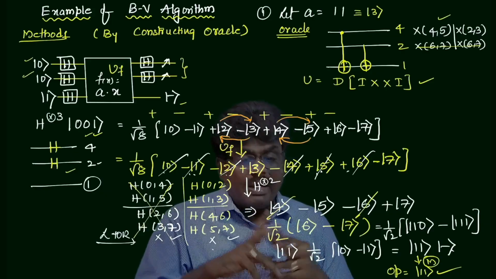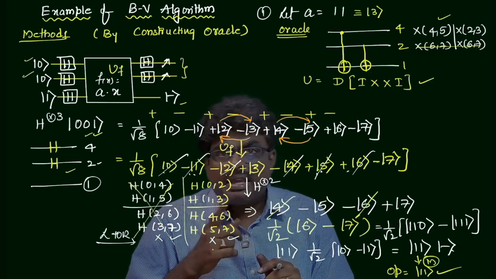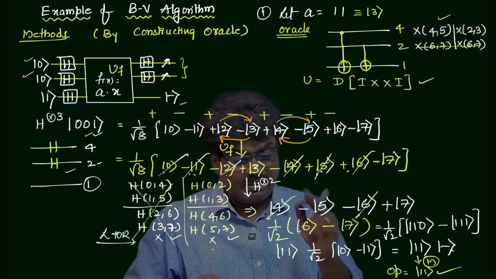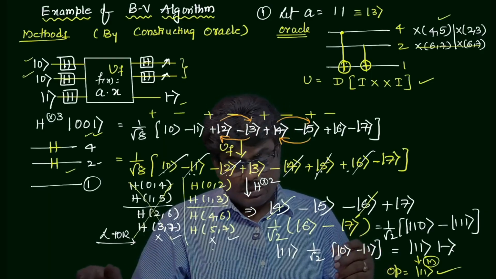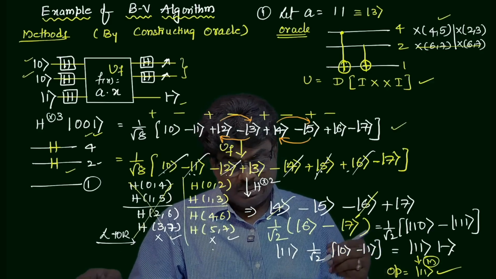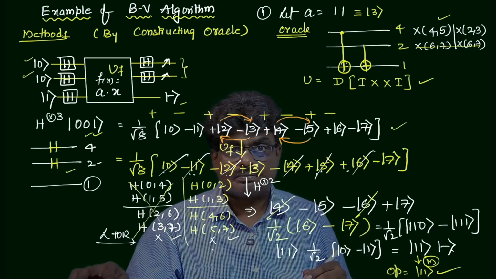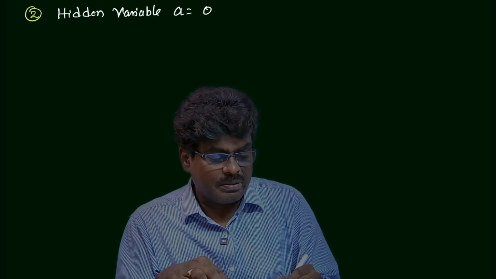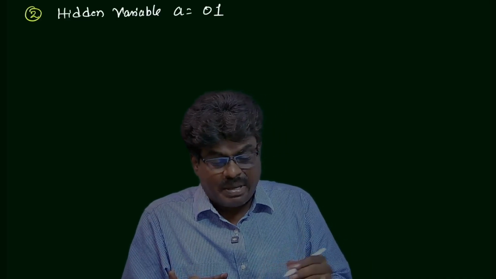Okay, so now let me explain one more hidden variable. Here we have taken 1 1. If it is 0 1 and 1 1 0, how is it? So let us check that also. I request you please remember this first one. Next I'm taking another example, a hidden variable a equal to 0 1. Still not understanding, so please listen. Now here first let me construct the oracle.